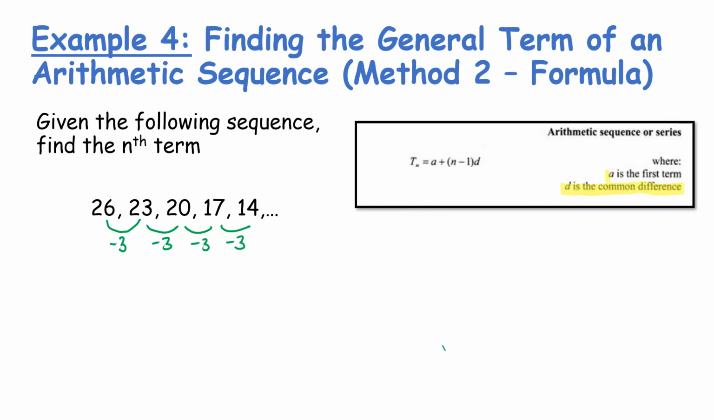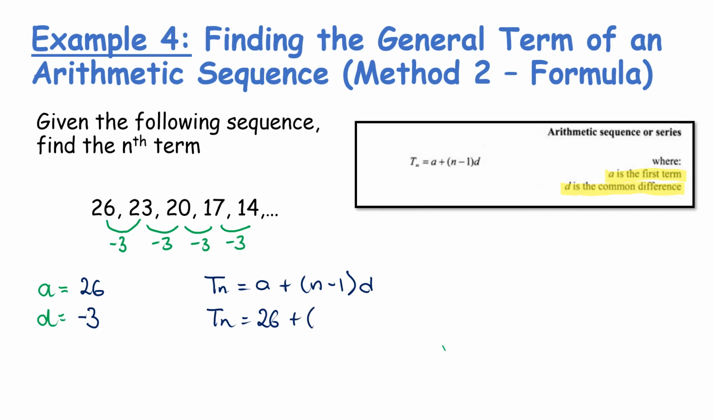So I need to work out A and I need to work out D if I want to use this formula. So my formula wants A, and my formula wants D. So A is the first term, which in this case is 26, and D is the common difference, which is minus 3. I then write down my formula. Tn is A plus n minus 1 times D. So Tn is equal to 26 plus n minus 1. We're not subbing in for n. Remember, this is the general term, so we want n in our answer, times minus 3.